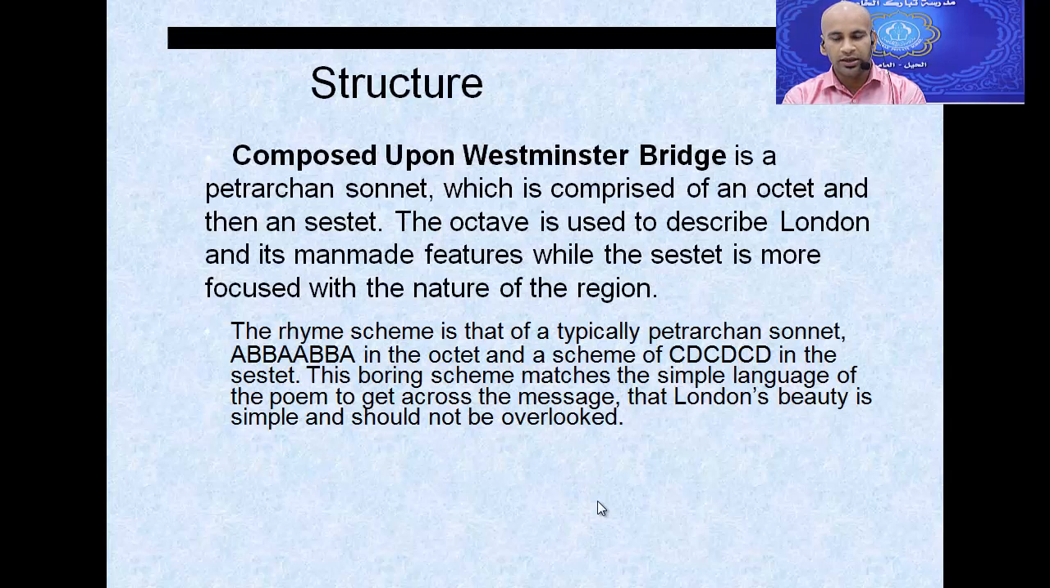Structure. It's a Petrarchan sonnet, as we discussed. The octave describes London and man-made features, while the sestet is more focused on the nature of the region.